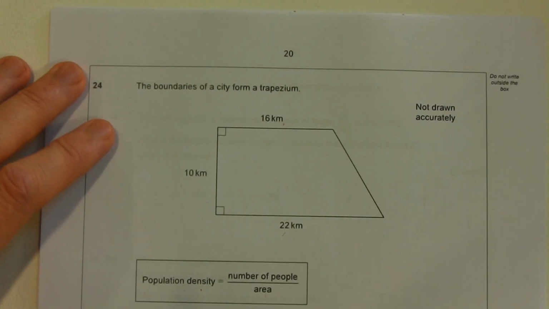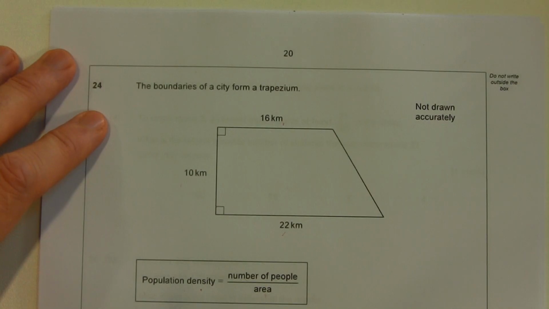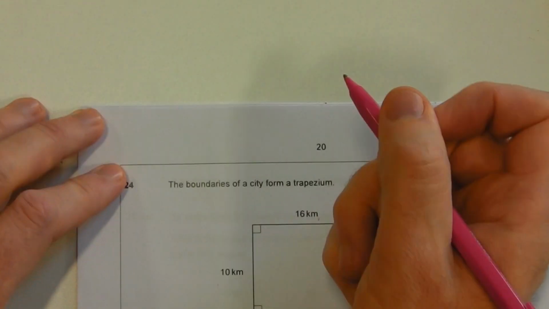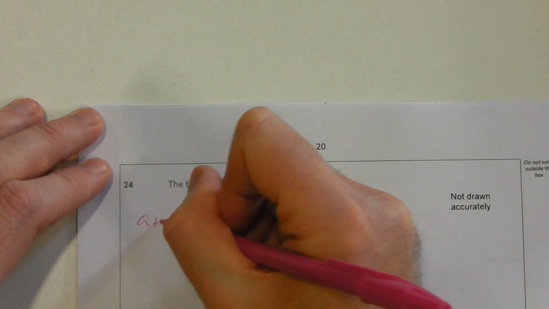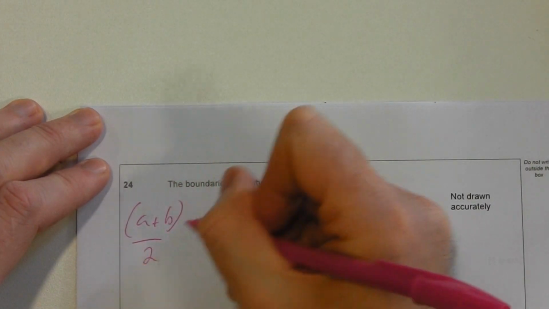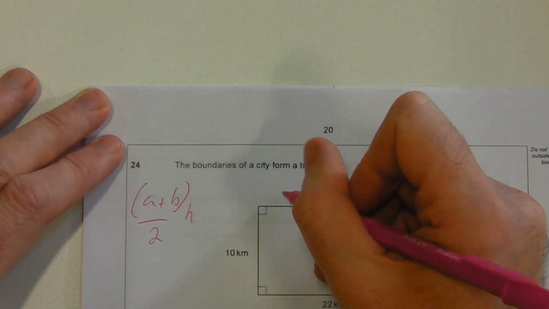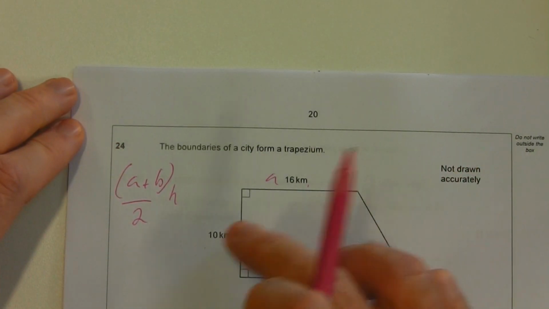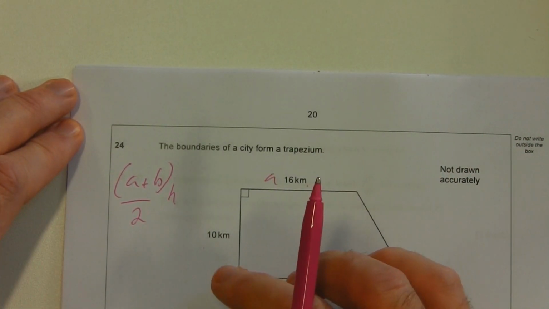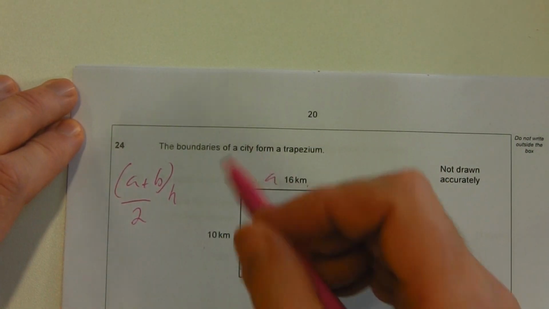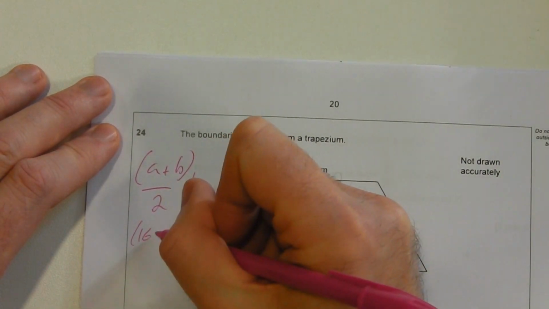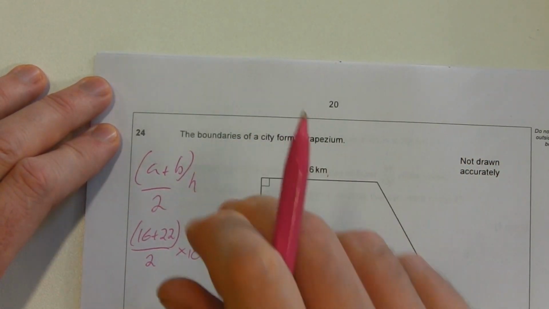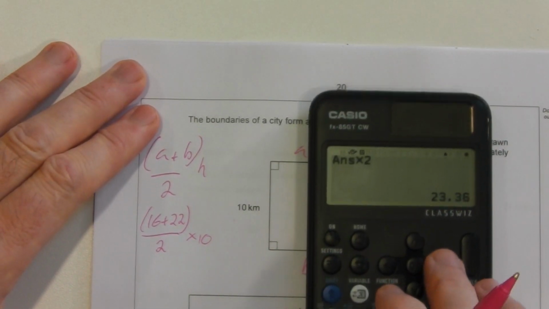Now, a couple of different ways of doing it. I'll show you the proper way, and then I'll show you the slightly longer way. Here, if we're going to do area of a trapezium, we do (A plus B) divided by 2 times by the height. A and B are the two parallel sides, and by adding them together and dividing by 2, we end up with an average length of the shape, and then we times by the height, which is at right angles. So I'm going to do 16 plus 22, divide that by 2, and then times it by the height, which is 10. So let's put that in.